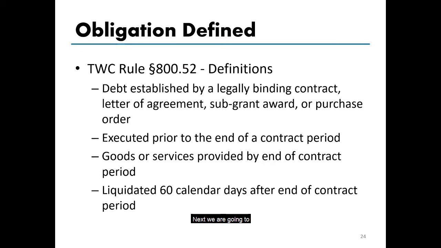Next, we're going to talk about obligations. And again, by rule, obligations are defined by debt established by legally binding contract, letter of agreement, subaward, or purchase order that is executed before the end of the contract period, but it has to be for goods and services that you expect to be provided by the end of the contract period. Again, that falls back into the having a service date within your grant period.